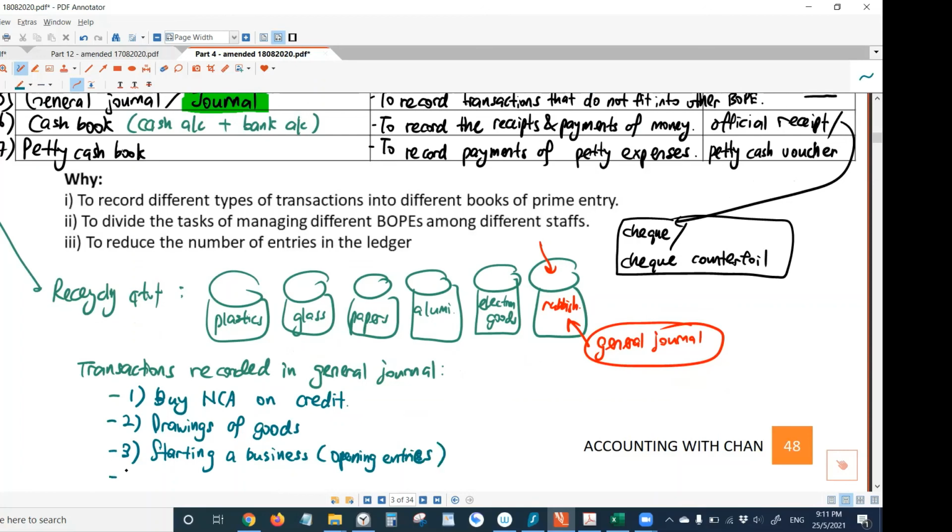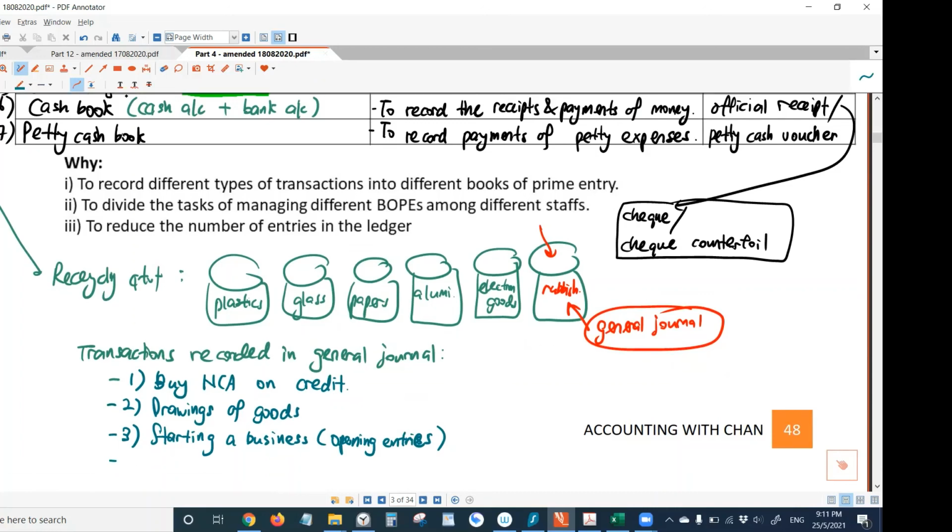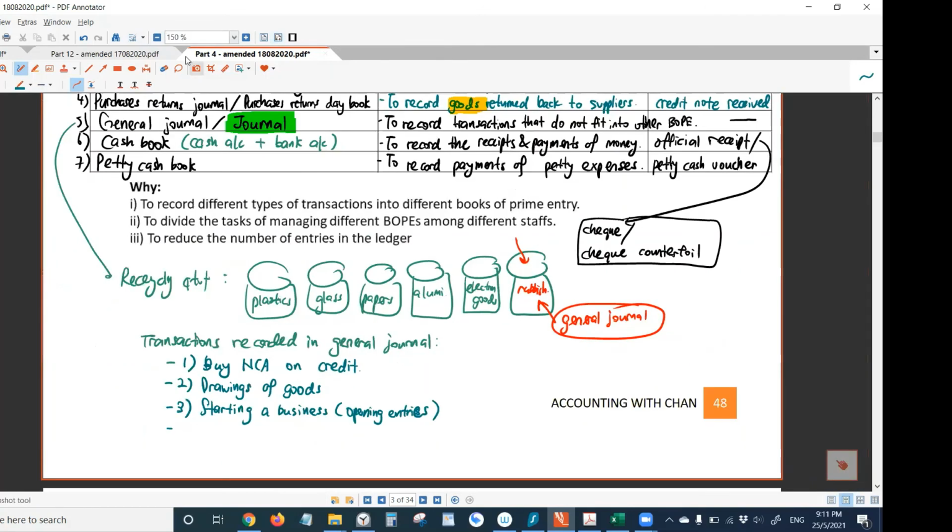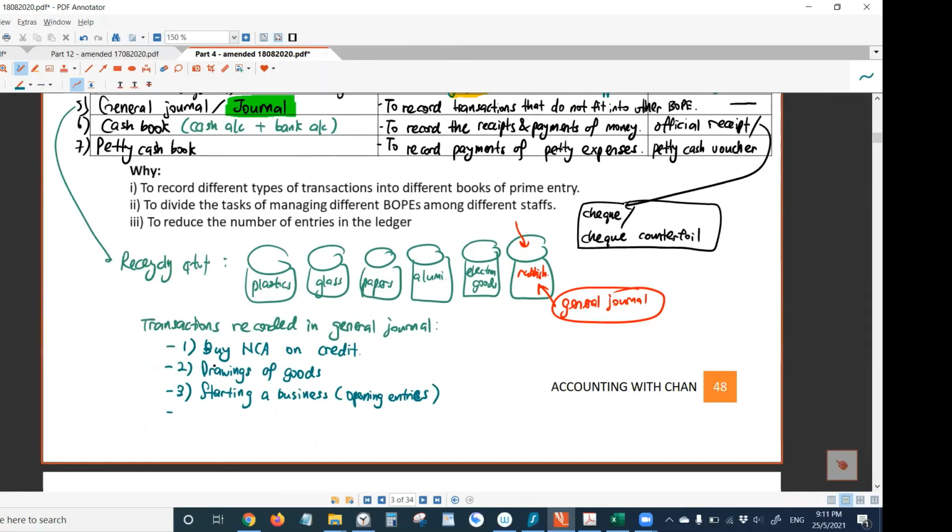Then write down 2 more which you have not learned, but you would learn them in later topics. Write 2 more transactions that you record into the general journal. Charging depreciation. Once done copying, let me know. I bring you to the questions. I give you 1 minute.